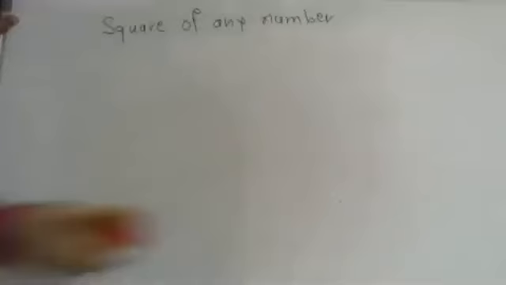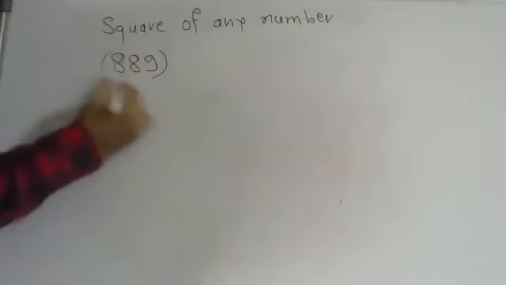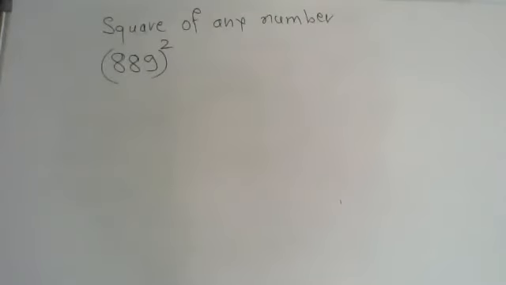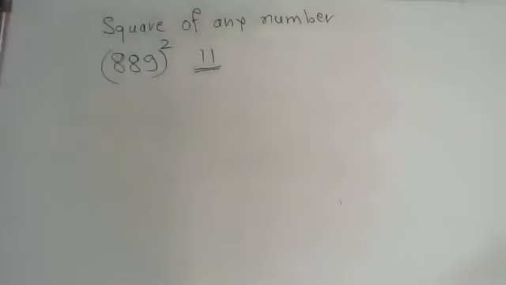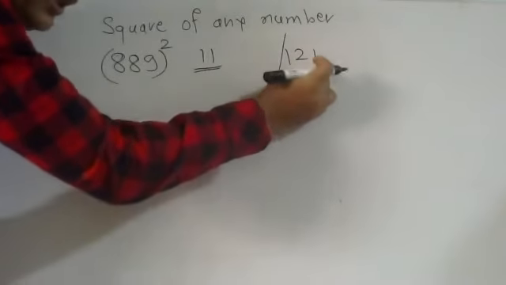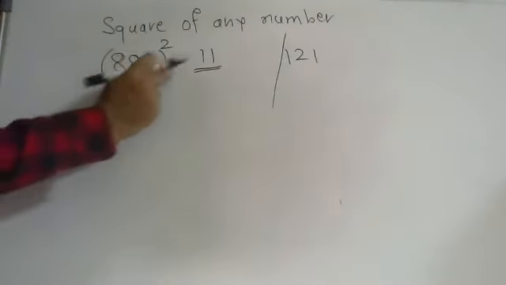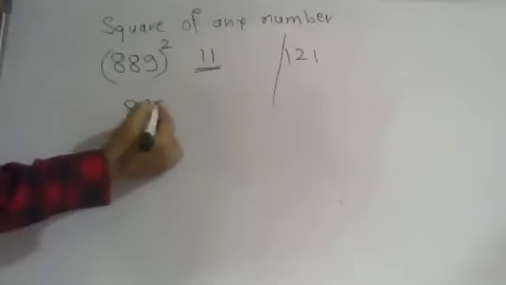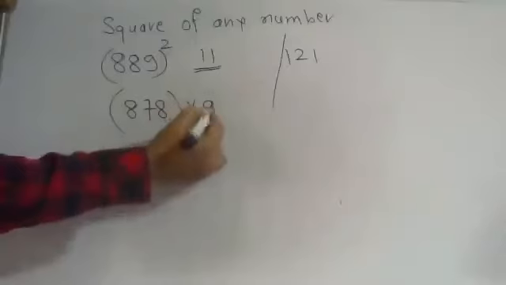889 square. Same. This is 11 places away from 900. We have taken 900 as base. 11 square, I will write 121 first. Since I want a 2-digit number over here, I have to carry this 1 to this side. 889 minus 11 is 878.